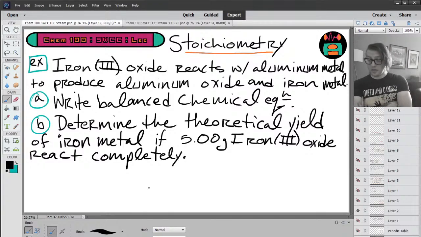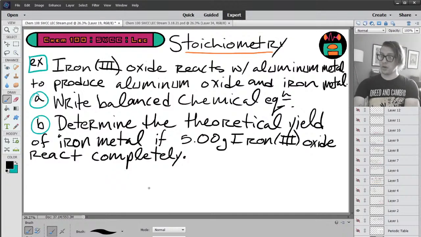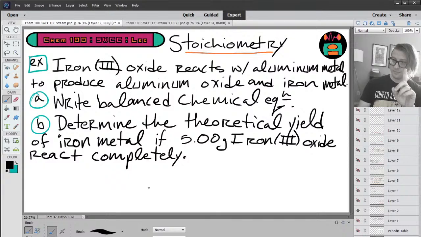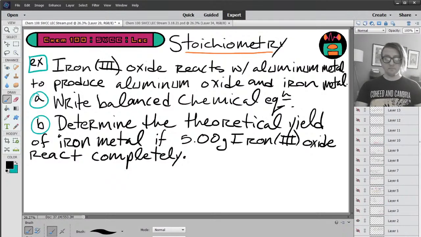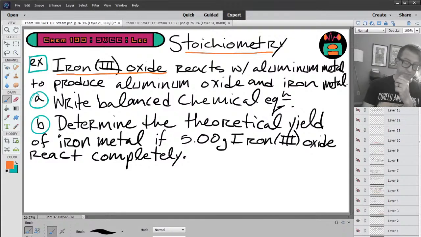There's a whole lot going on in this problem. This is full metal stoichiometry, everything that you could be tested on, kind of rolled up into one. Definitely the hardest one we've seen yet. So let's start with part A, which is write a balanced chemical equation for this reaction. It starts with having to figure out what our reactants and products actually are.